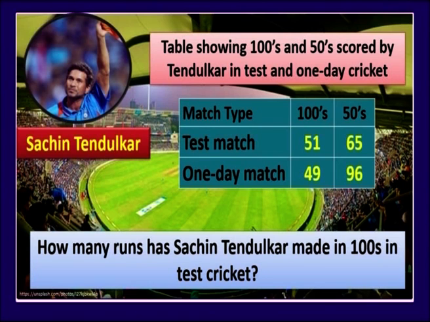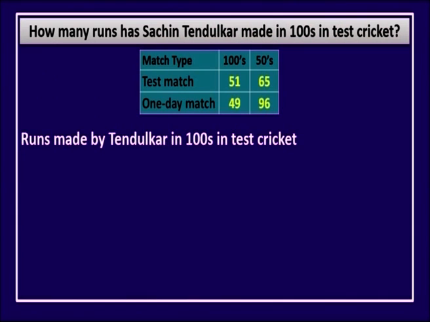Now let us see, children, how to do this problem. So here runs made by Tendulkar in hundreds in test cricket is given by 51 into 100. Why, children? Because he made 51 times 100 runs. So that's why 51 into 100. Now children, multiplying numbers with 10 or 100 or 1000 is very simple, children. So what we do is we just multiply 51 with 1. So what is 51 with 1, children? Yes, you get 51, right? So since two zeros are there, just place two zeros after 1. So we get 5100. It's very simple.